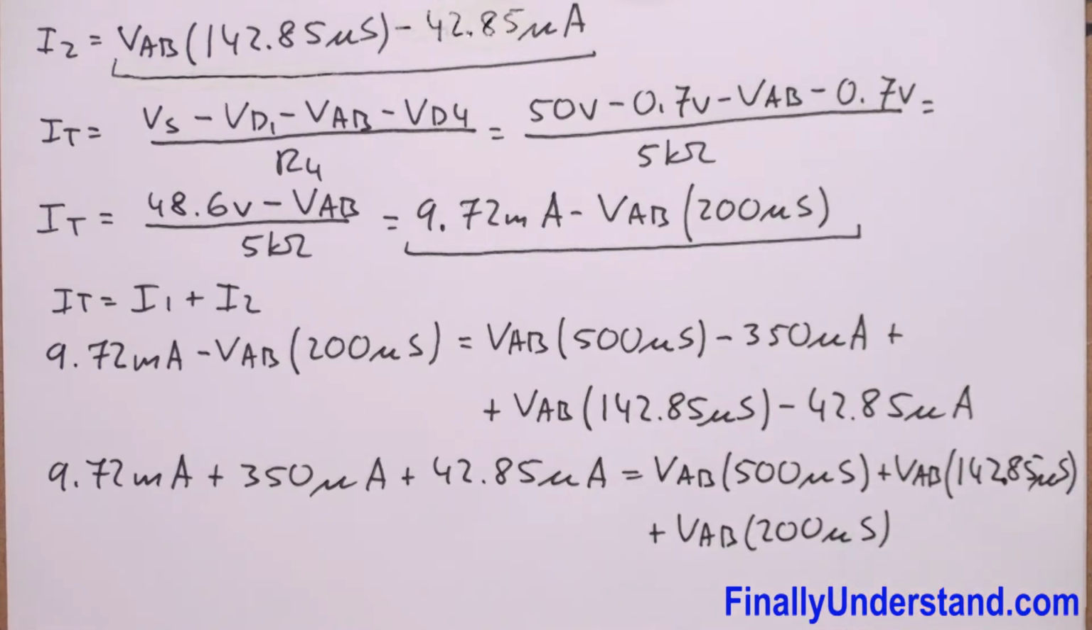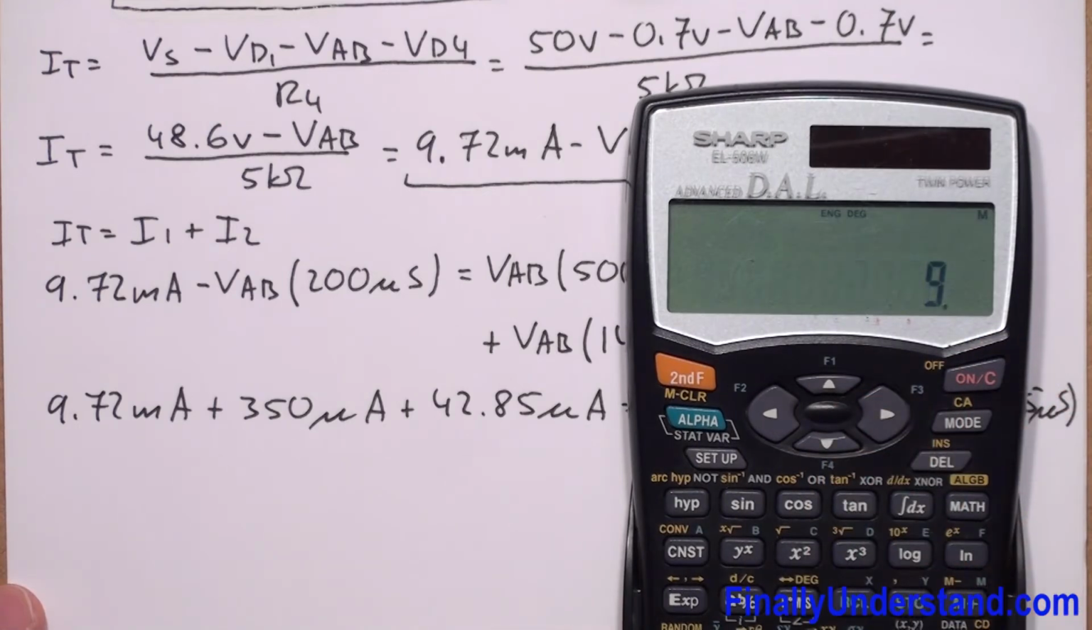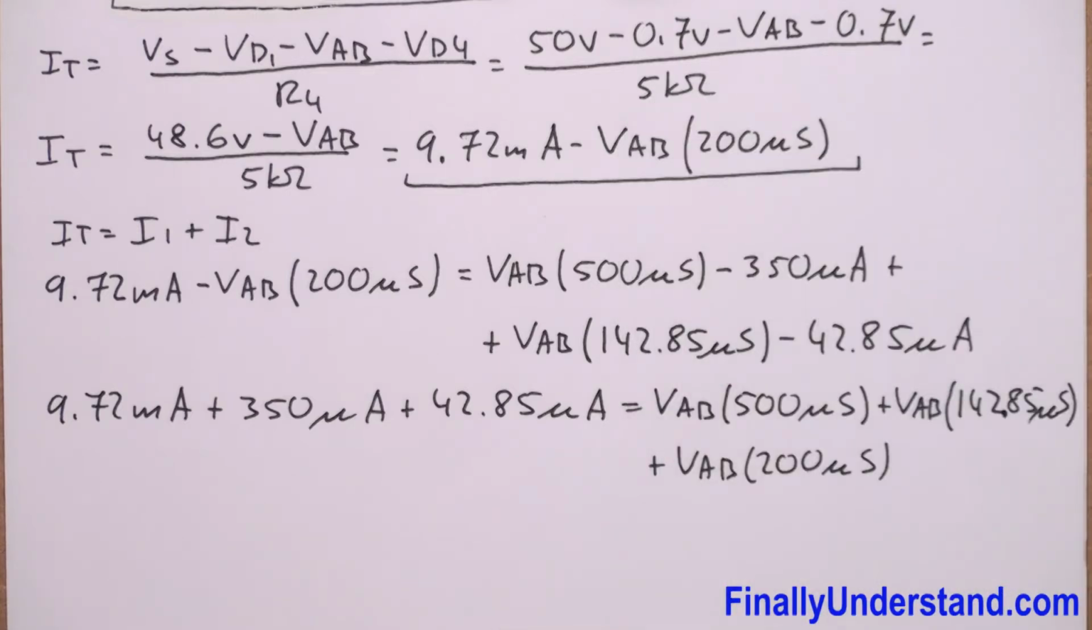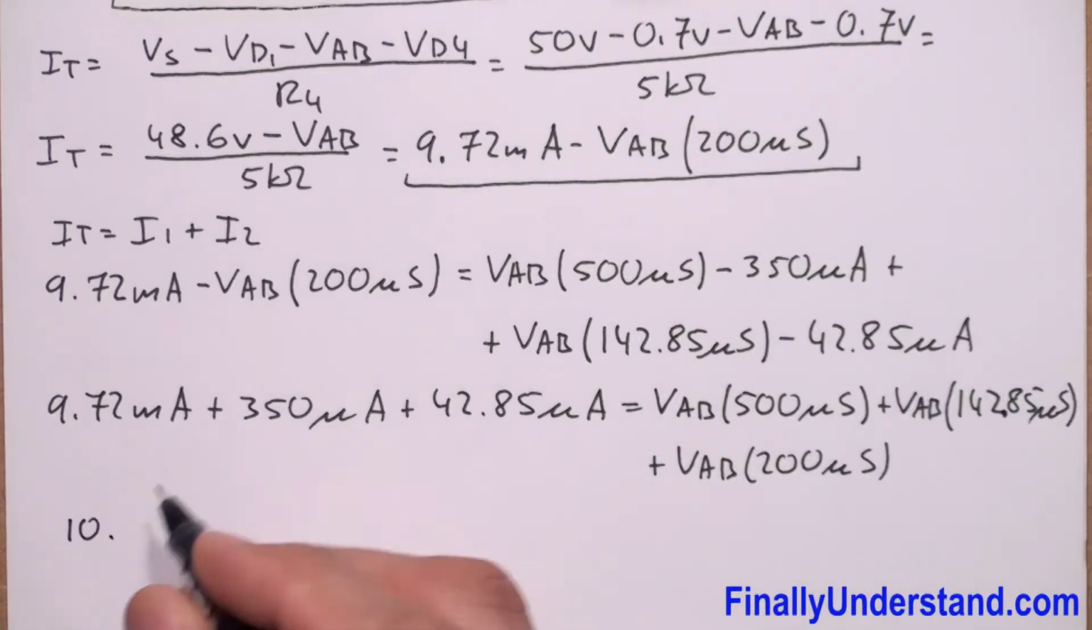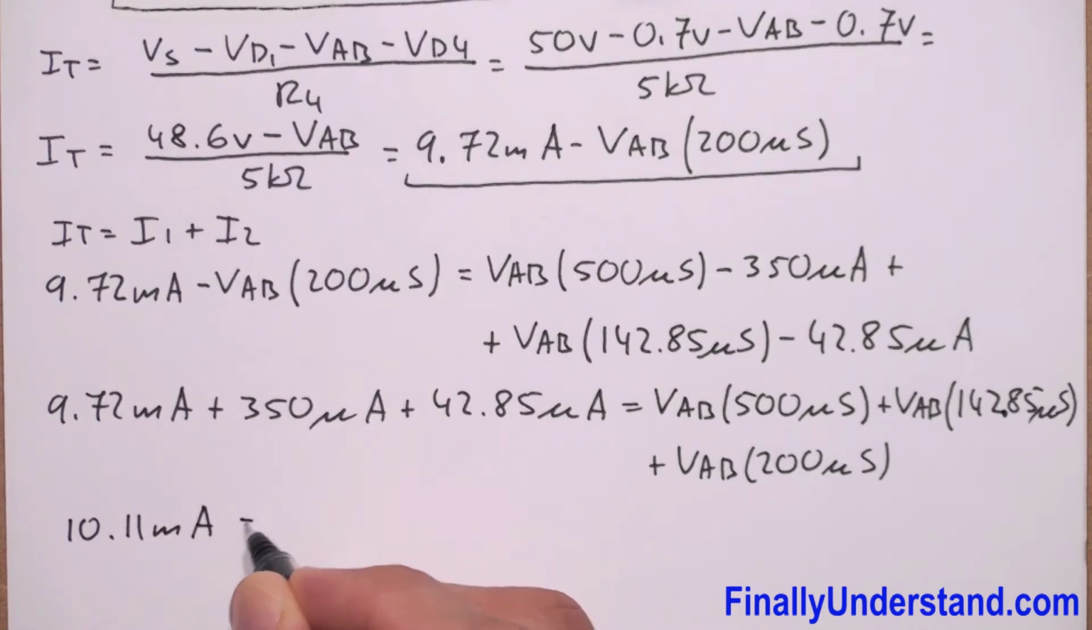Okay, now we're supposed to combine the like terms. So we have 9.72 exponent 3 negative plus 350 exponent 6 negative plus 42.85 exponent 6 negative. This is equal to 10.11 milliamps. So this is equal to 10.11 milliamps.